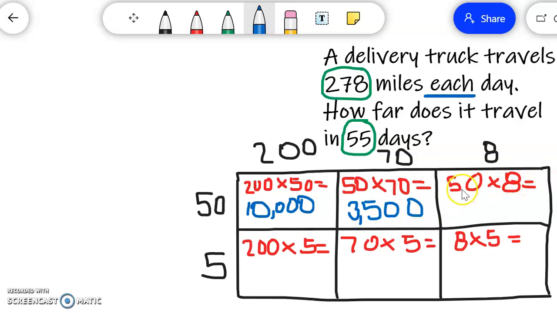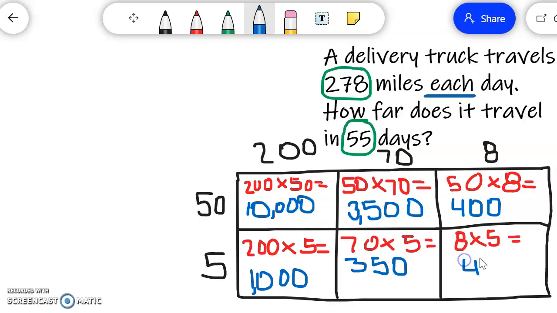Then with 50 times 8, I'm going to use the tricks of 0 again. 5 times 8 is 40. And then I have 1 0 that I'm going to add after that 40 to get 400. So now I'm ready to go to the second row. 200 times 5. Again, 2 times 5 is 10. And I count my zeros and see that there's 2. So I'm going to add those and place my comma. 70 times 5. 7 times 5 is 35. And I have 1 0, so I'm going to add that. And then 8 times 5 is 40.